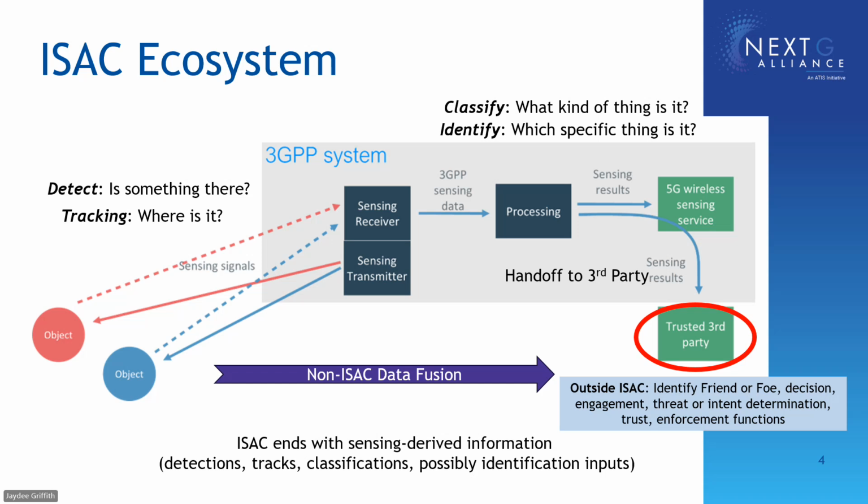And some of those actions outside of ISAC may also include non-ISAC data that needs to be incorporated into that decision process, including the results from the sensing service. ISAC ends with sensing-derived information. The detections, tracks, classifications, and possible identification inputs are all going to be used by a trusted third party.